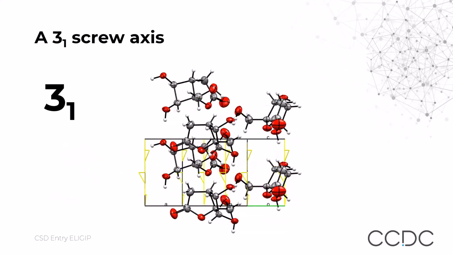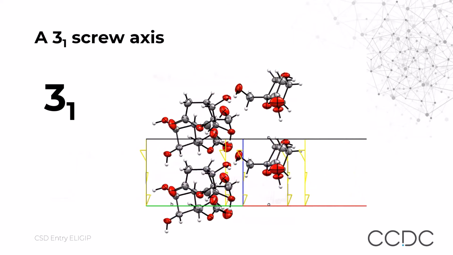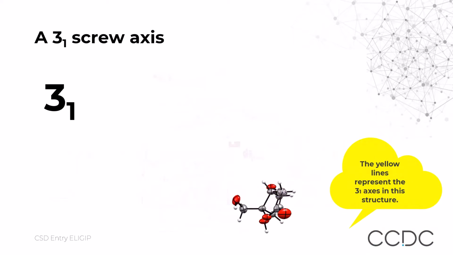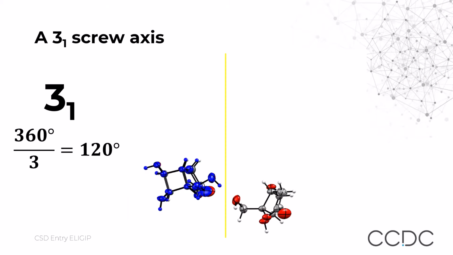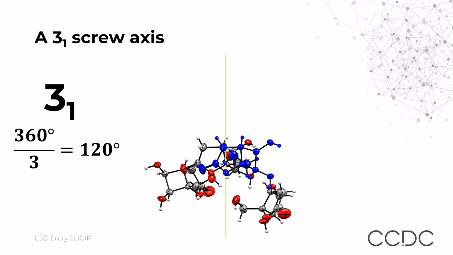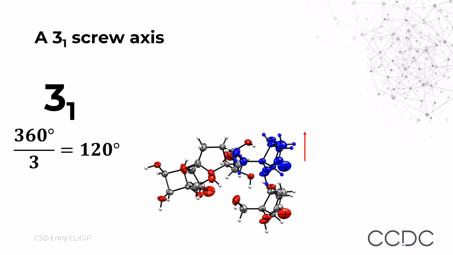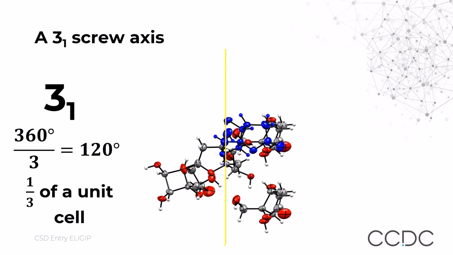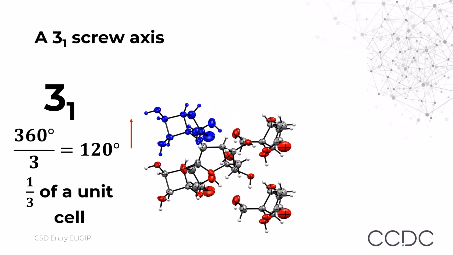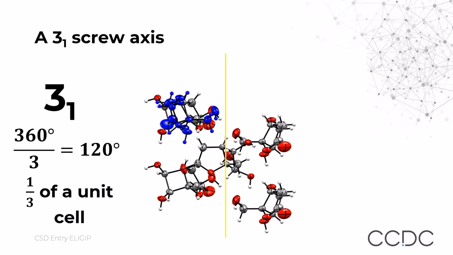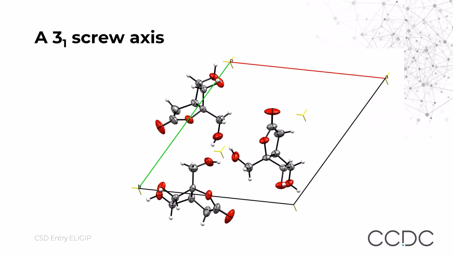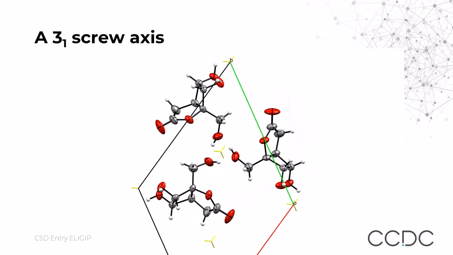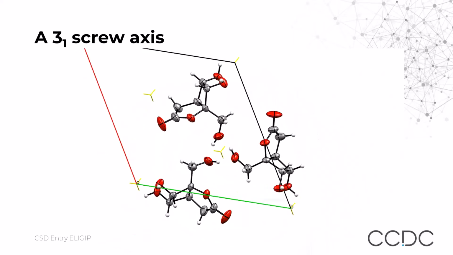Our next example is of a structure with a 3-1 screw axis. The yellow lines show the location of the 3-1 screw axes in the structure. Here, the molecule is rotated anti-clockwise around the screw axis through 360 degrees over 3, equaling 120 degrees, then translated by 1/3 of a unit cell each time. If viewed down the screw axis, the rotation can be seen more clearly.